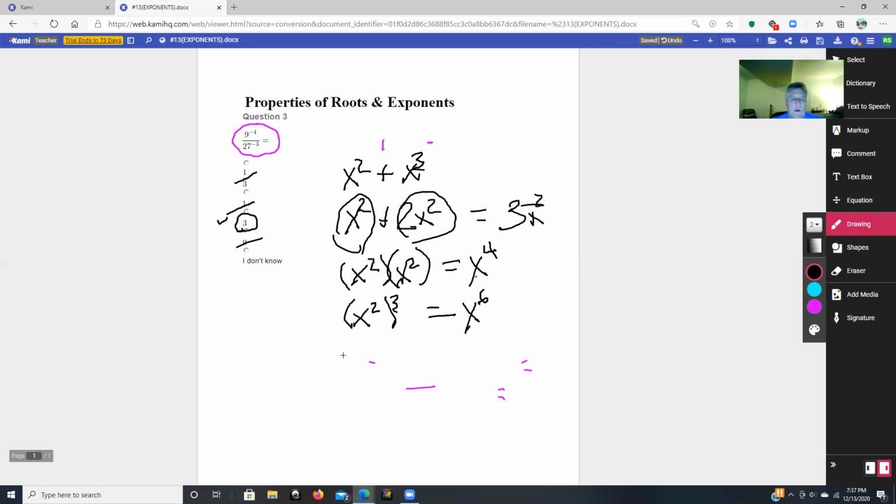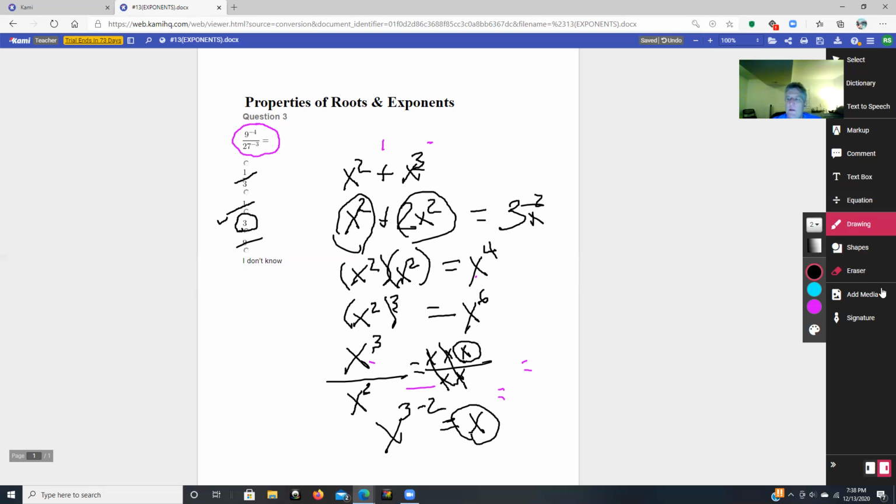Another situation that we ran into was the division. So if we had x to the third over x to the second, we know that this is the same as 3 x's multiplied together. We know this is 2 x's multiplied together, so that's canceling that, that's canceling that, that's leaving us this. But if we write it in terms of the exponents, it's going to be x raised to the 3 minus 2, which is the same answer.